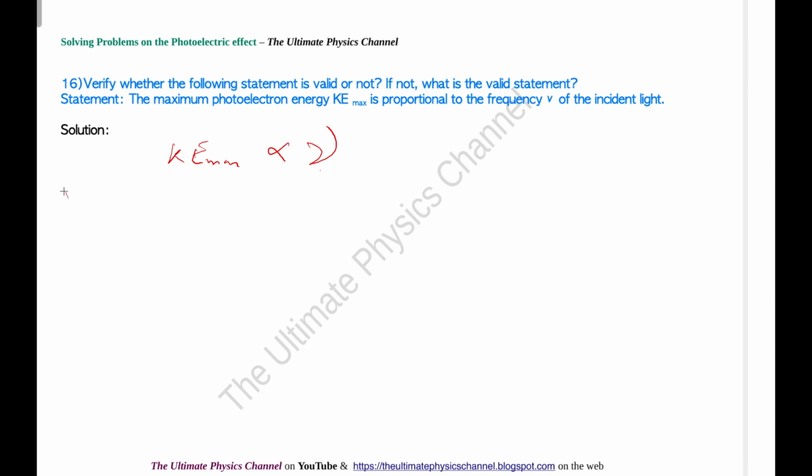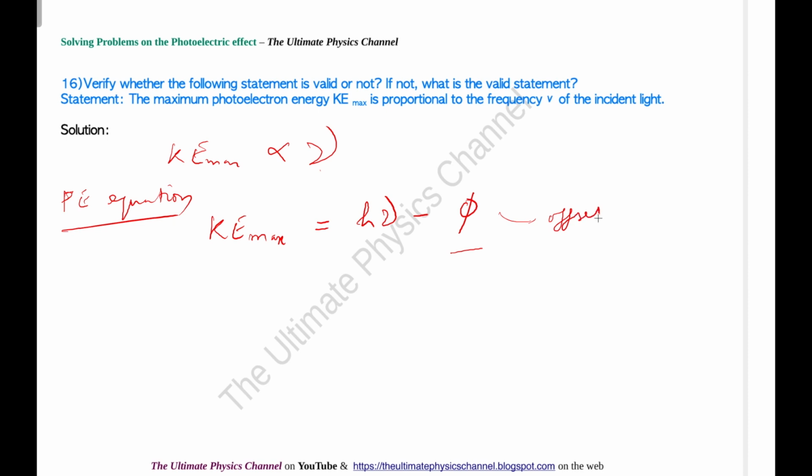We know that from the photoelectric equation, the kinetic energy maximum, that is Ke max, is equal to the energy of the incident photon minus the work function. So this is also a part of the equation. It is doing kind of an offset here, phi. So it's an offset term here, right? So it is not a direct proportionality between the two.